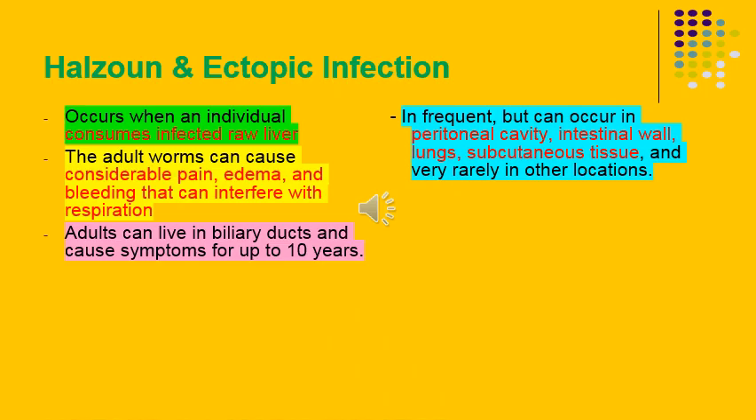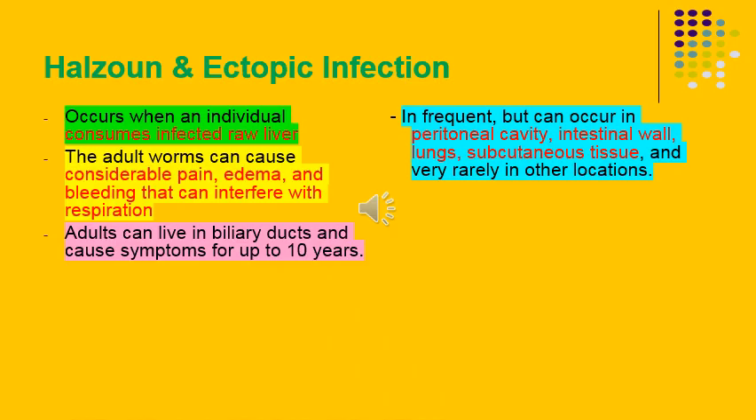The last phase is halzoun and ectopic infection. Halzoun happens when an individual consumes infected raw liver. In Middle East, sometimes adults eat the infected raw liver. The adult forms can cause considerable pain, edema, and bleeding that can interfere with respiration. Adults can live in biliary ducts and cause symptoms for up to 10 years.